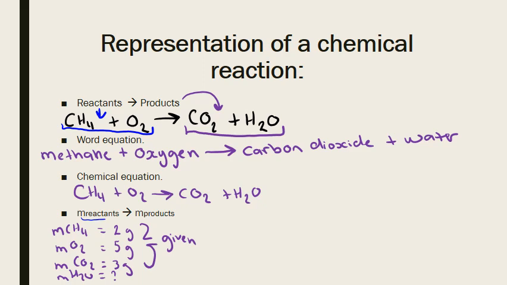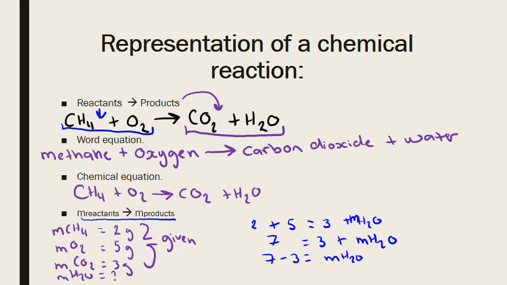You know that the mass of reactants equals the mass of the products. So you've got CH4, which the mass is 2 grams, plus the mass of O2, which is 5, equals the mass of carbon dioxide, which is 3, plus the mass of H2O. So we need to find the mass of H2O. So this is 2 plus 5, which is 7, equals 3 plus mass of H2O. We move the 3 to the other side, which becomes a minus. So 7 minus 3 equals the mass of H2O. 7 minus 3 is 4, which equals the mass of H2O.